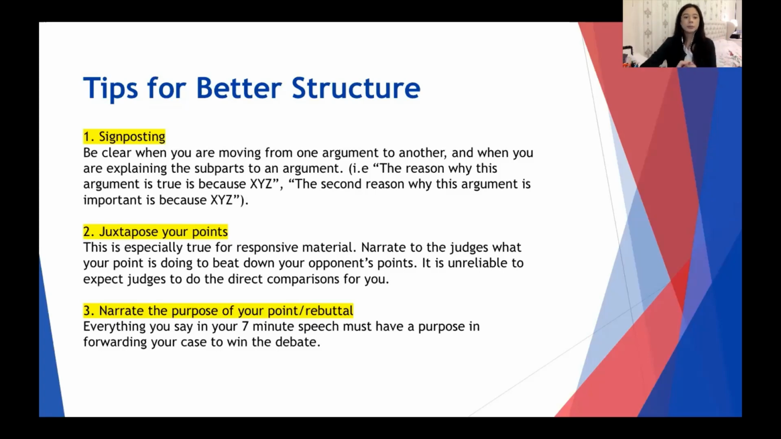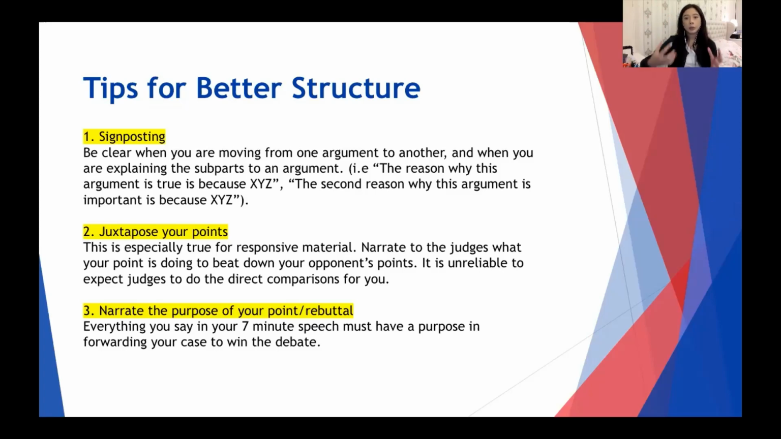Lastly, is to narrate the purpose of your point, your arguments or your rebuttals, right? Everything you say in your 7-minute speech should have a purpose in forwarding your case to win the debate, right? So if you have an argument and you feel like this argument is really debate winning, link it back to the initial burden that I was talking about at the beginning of this lecture, which is what are the key burdens all of your arguments are meant to prove. Link it back to that.